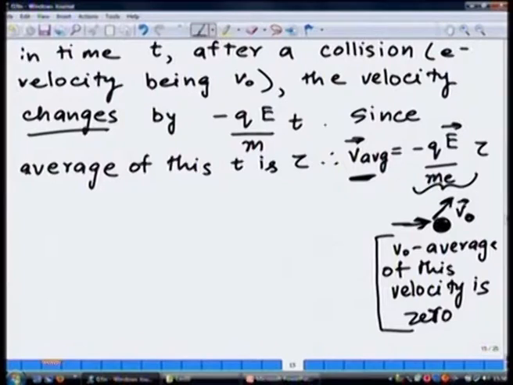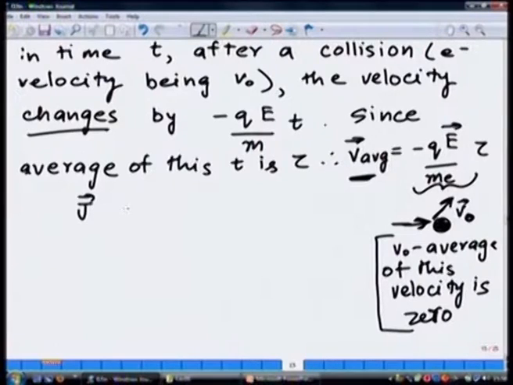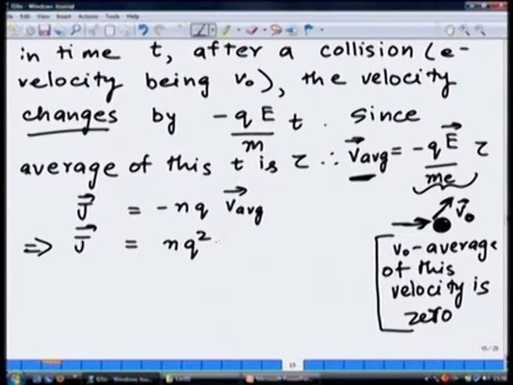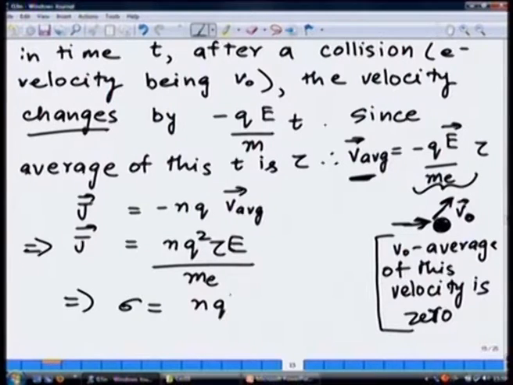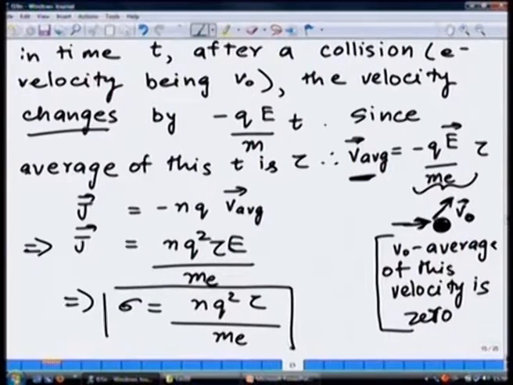So now I have a fixed velocity, which means the current density is equal to minus n q V average, as we wrote earlier. I can substitute this velocity, and therefore we can write J equals n q squared tau by m times E, which implies that the conductivity is n q squared tau by m. So now we have derived, according to Drude's theory, what the conductivity of a material will be.